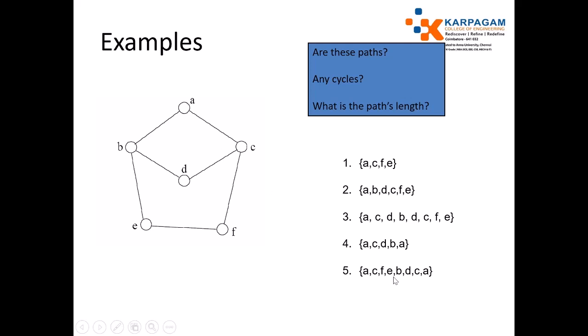And the fifth one is A, C, F, E, B, D, C, A. It has a cycle. These are paths only, and the path length is 1, 2, 3, 4, 5, 6, 7. The path length is 7. In this way, we can check whether it has a path, a cycle, and the path length.